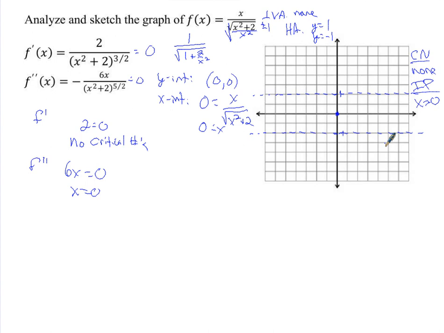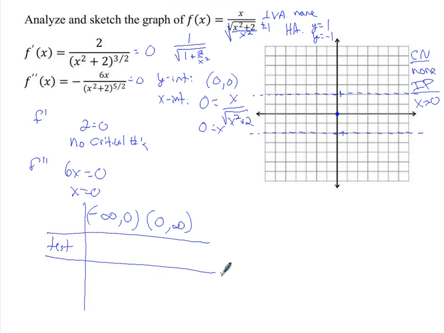I don't have anything else to find here, so I can set up my intervals. My intervals will be what? Negative infinity to 0, and then 0 to infinity. Okay, so I need test numbers. Negative 1 and 1. I'm going to take those test numbers and plug them into the first derivative and the second derivative. Take negative 1 and plug it into the first derivative.